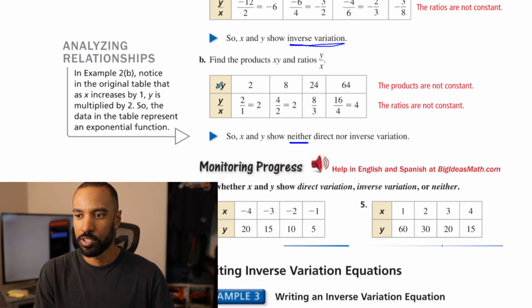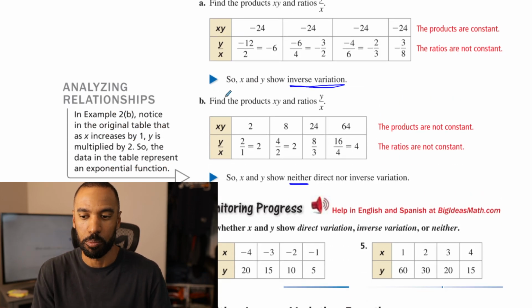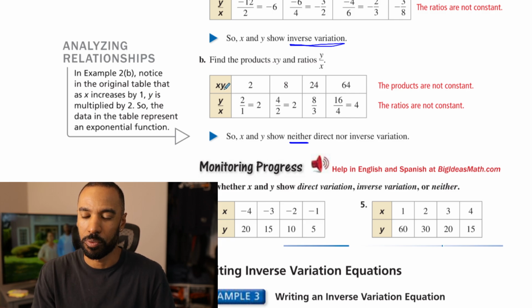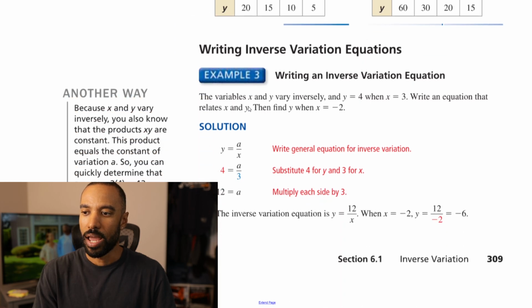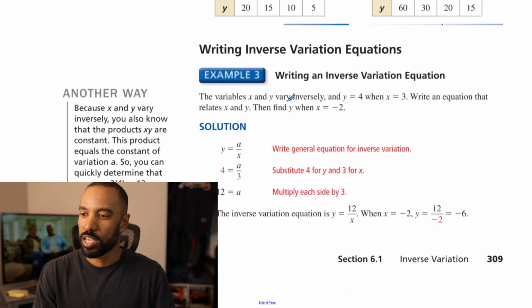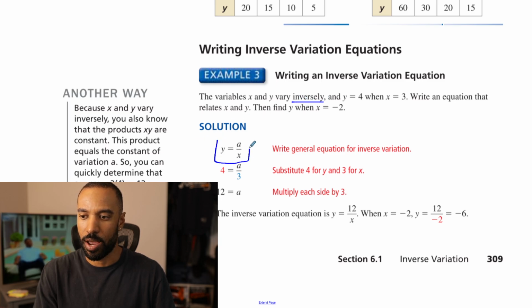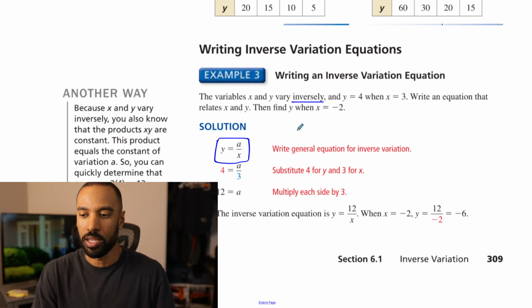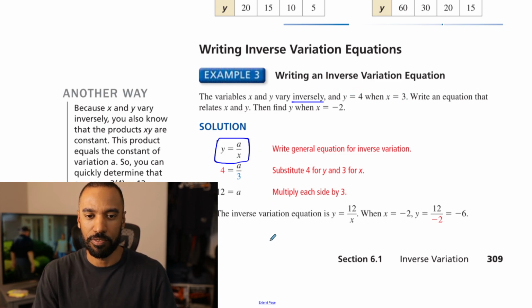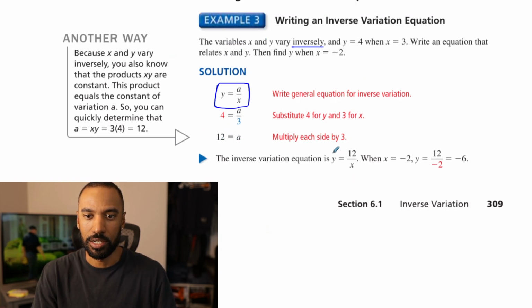So inverse, direct, which I know looks opposite of what we see. Inverse is division in the actual problem's sake, but when we're talking about the constant, we multiply our two variables, and vice versa for direct. Writing inverse variation equations. The variables x and y vary inversely, I should say. So we set up this scenario right here already, and we have to find the constant of variation. They say y equals 4 when x equals 3. So we substitute 4 for y, 3 for x, and find the constant of variation by multiplying x with y. So there's the constant. So this ends up being our equation for the inverse variation.